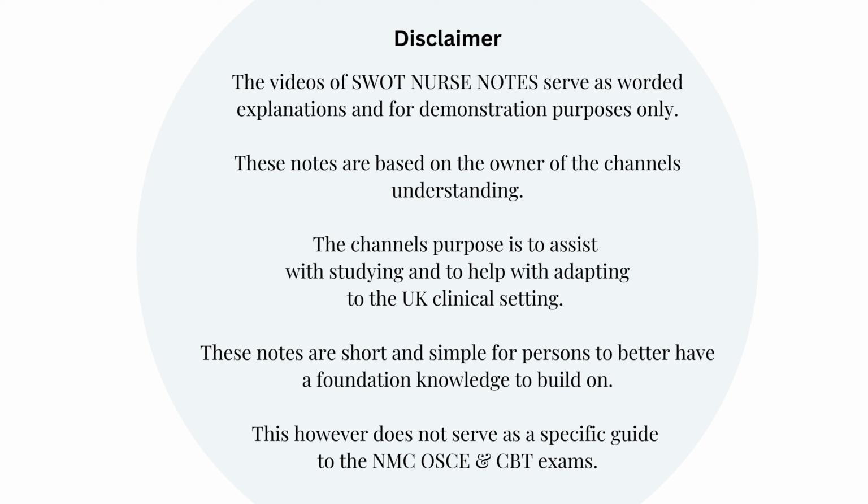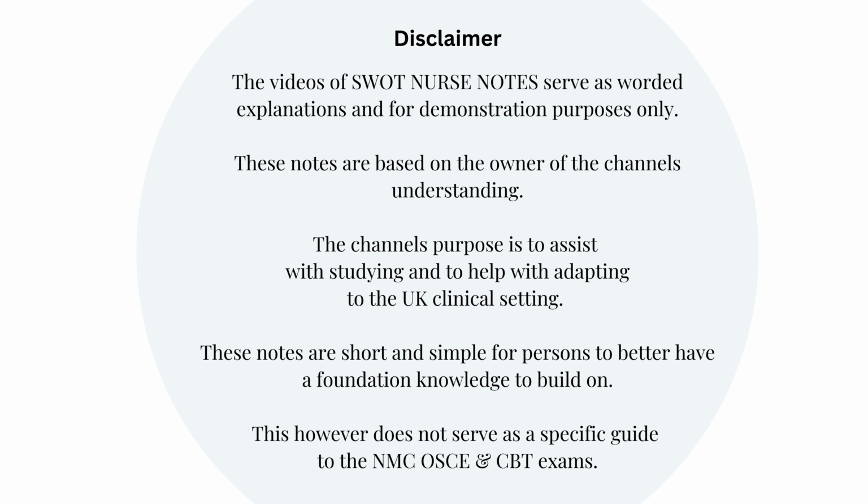Pulse rate, also called heart rate, is the number of times the heart beats per minute. An abnormal heart rhythm is called arrhythmia. Now, let's discuss pulse rate readings. These pulse readings are for adults.